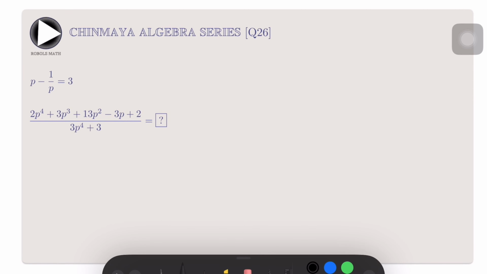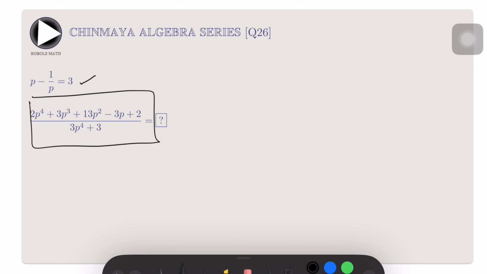This is the 26th episode of our Chinmaya Algebra series. And as usual, we are given an equation in terms of p, that's p minus 1 over p equals 3. And then we are required to find this massive and very intimidating rational expression here. Both the numerator and denominator are of degree 4. So it's quite challenging at first sight.